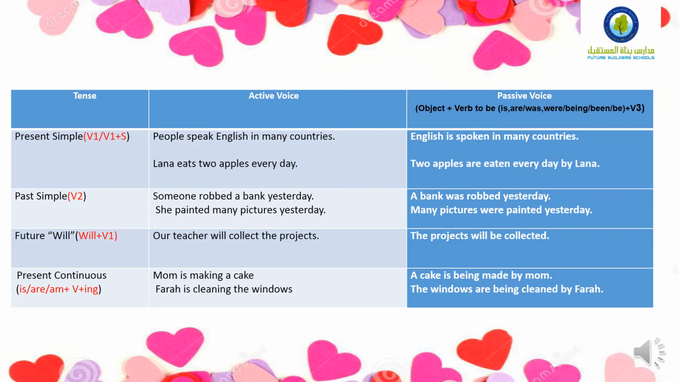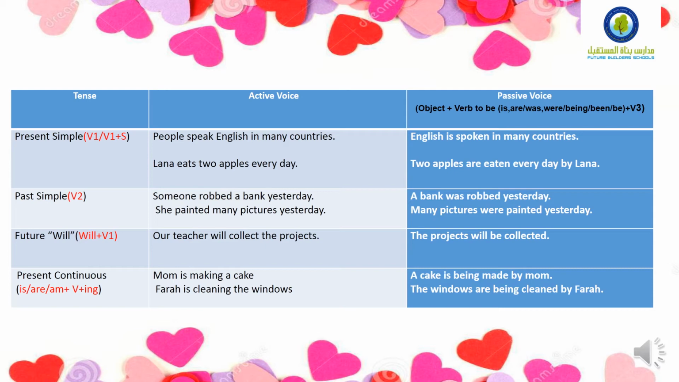So English is spoken in many countries. This is the passive sentence. Now the second example, Lana eats 2 apples every day. This is also present simple because we have the verb eats. قلنا ل present simple يا إما speak له verb infinitive or eats verb with s.